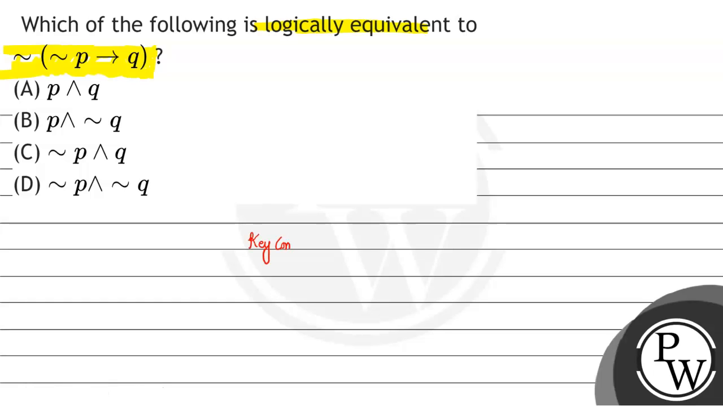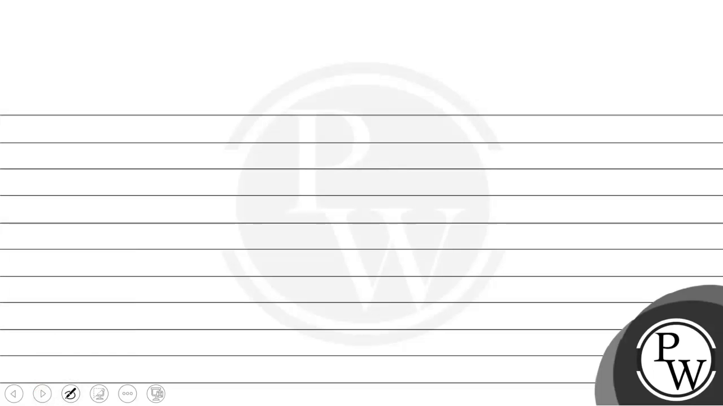So the key concept for this question is that we solve this question with the help of truth table. So let's start. तो given है हमें क्या की negation of (negation P tends to Q).